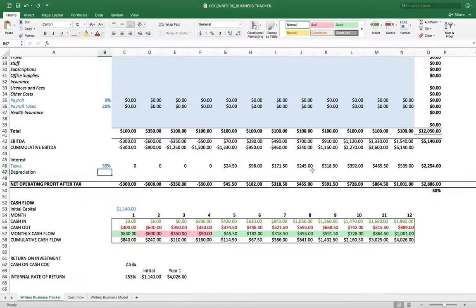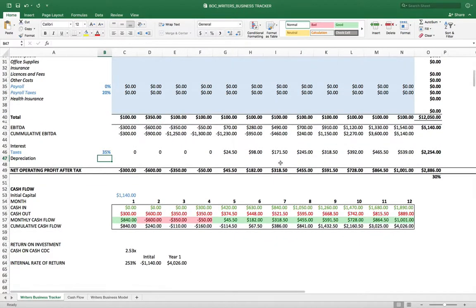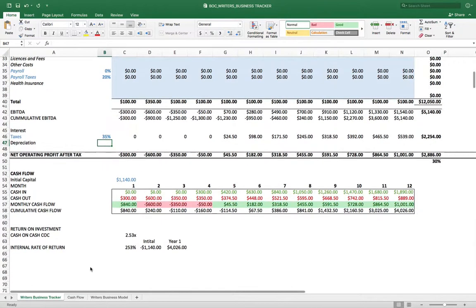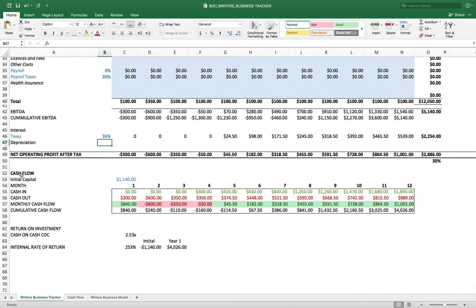And you'll see that when you have profit, it calculates it on a monthly basis. And here you see your net operating profit after tax. So this is what you actually made cash-wise into your business after paying all of the above, including your tax liability. So the next section we're going to talk about is the cash flow.